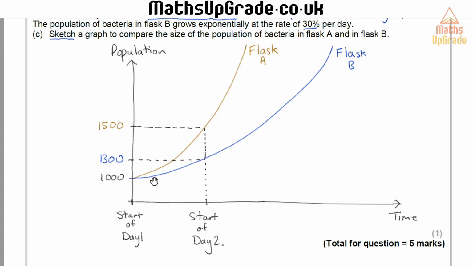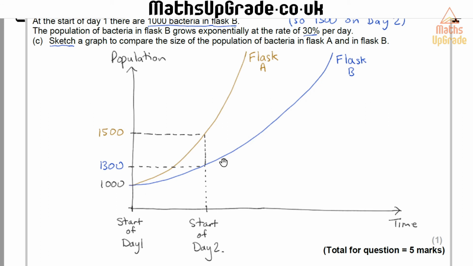The important things here are that the intercept is 1,000 for both of them. That's really important. And the other important thing is this line is lower down, it's less steep than flask A.